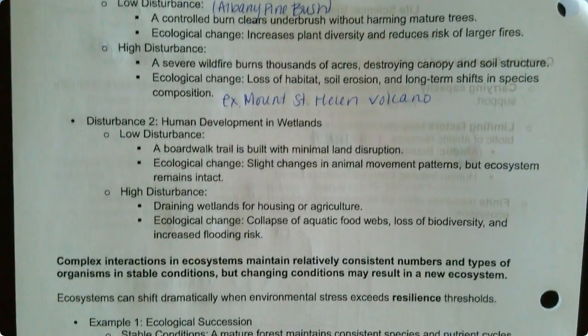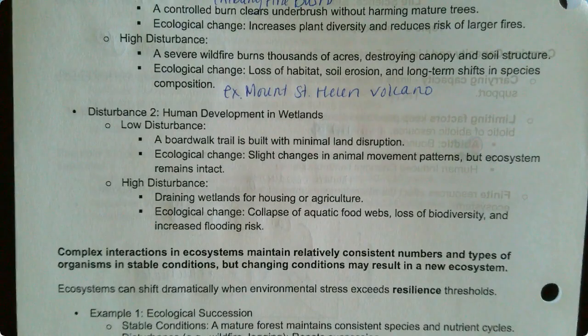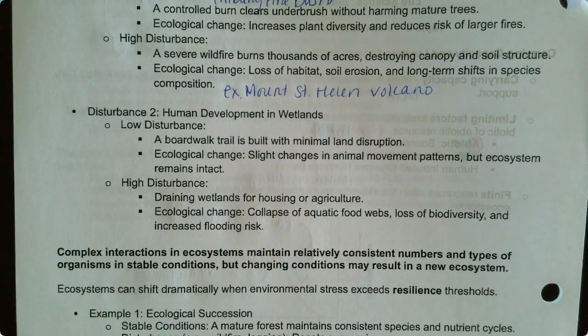Another example of disturbance could be human development. Again, we're looking at something that's anthropogenic. Low disturbance is a boardwalk trail, built with minimal land disruption. Ecological change: slight changes in animal movement patterns, but the ecosystem remains intact. High disturbance is that humans drain the wetlands, like in Florida, for housing or agriculture. That collapses whatever used to live there, right? Organisms used to live in those wetlands.